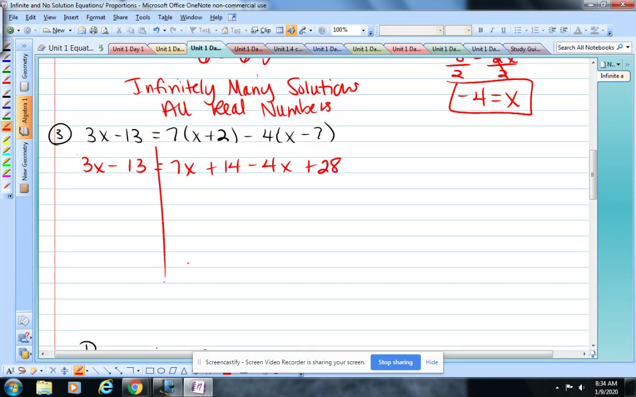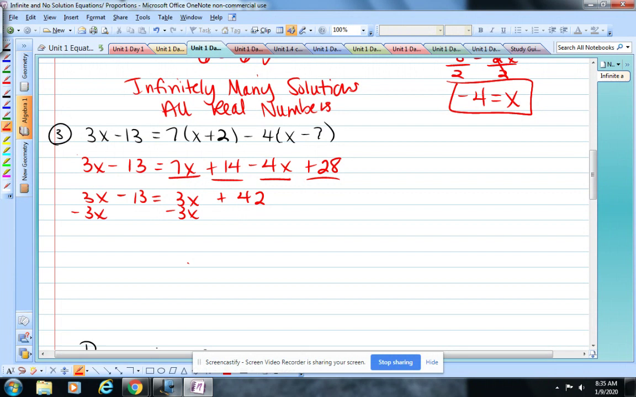Now what do I need to do? All those x's and constants on that side of the equal sign are like terms, so I have to combine those first. So 7x minus 4x is 3x. And then positive 14 plus 28 is what? 42. So I'm having 3x minus 13 equals 3x plus 42. Now what do I do?